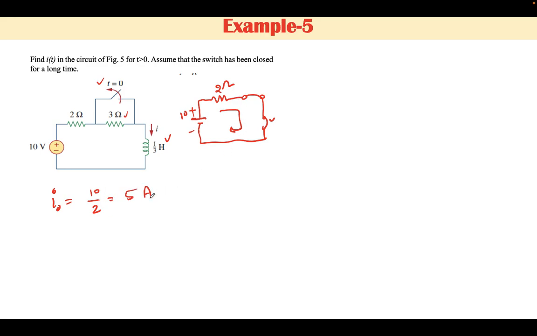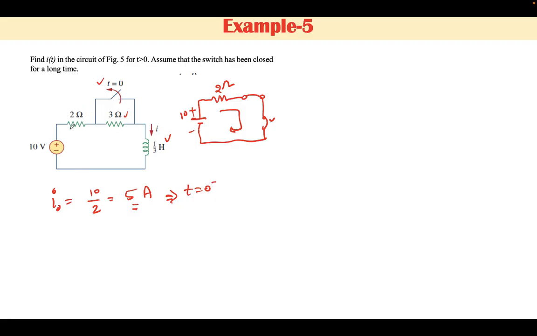Now finding the case when the switch is open. At that moment, when the switch becomes open, the current will start flowing through this inductor. Under the steady state operation, the initial value of current is 5 ampere at t is equal to 0 minus.